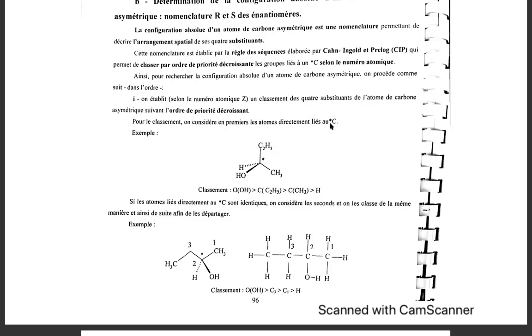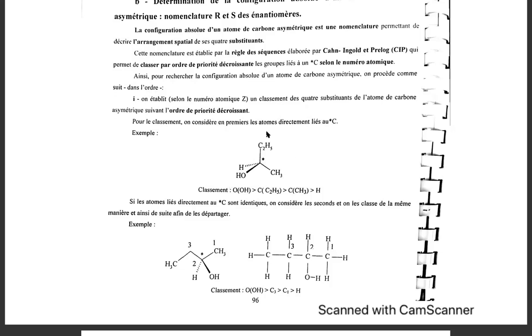That is, the highest atomic number gets the first priority, the second one gets the second, the third gets the third, and the last gets the last position. It is always a rule that the hydrogen atom in 3 dimensions should be at the back, all the time. When you have a hydrogen here, you take it to the back. So now, this is the organic compound that you've been given.